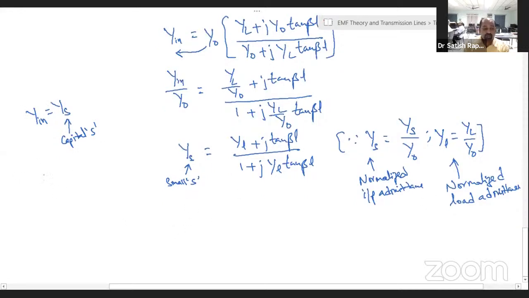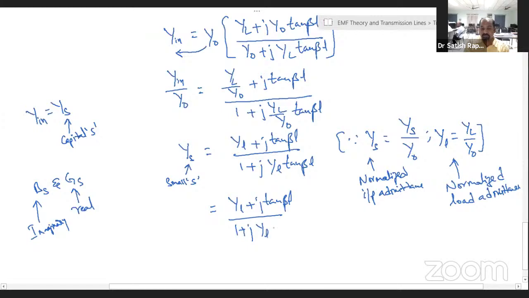And now our aim is to determine BS and GS. GS is the real part and BS is the imaginary part. Therefore, we need to separate the real part and imaginary part in this equation. To do so, we take (yL plus j tan beta L) divided by (1 plus j yL tan beta L) into (1 minus j yL tan beta L) divided by (1 minus j yL tan beta L).